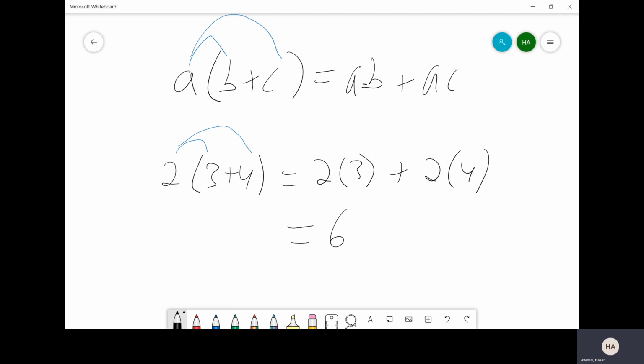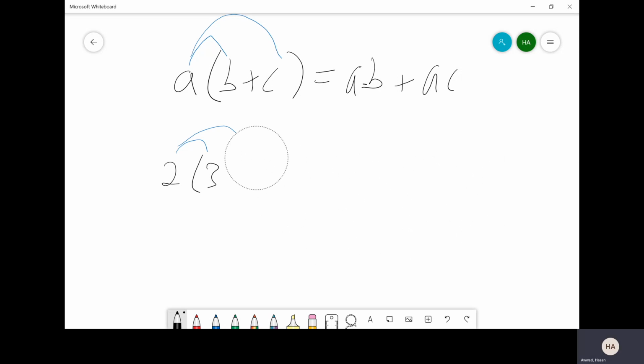2 times 3 is 6. 2 times 4 is 8. And voila, we still end up with 14. So it's the same thing. 2 times 7 is going to be the same thing as 2 times 3 plus 2 times 4. And that's it, distributive property. We get 14 nonetheless. So all you're doing is taking your number and multiplying it against everything that is inside of the parentheses while keeping the signs the same.